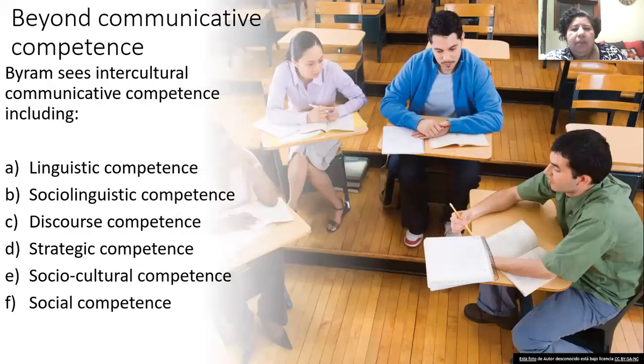Well, beyond communicative competence, Byram sees intercultural communicative competence. Okay, that includes these elements. First, we have linguistic competence, that is the ability to produce and interpret meaningful utterances. Then sociolinguistic competence, which is an awareness of the ways in which choice of language form is determined by settings and relationships. Then we have the discourse competence, which is the ability to use appropriate strategies in the production and interpretation of texts.